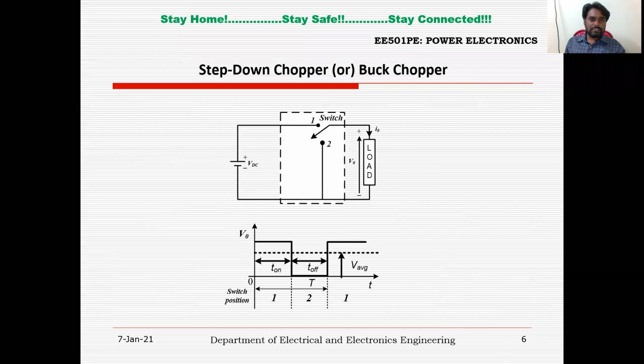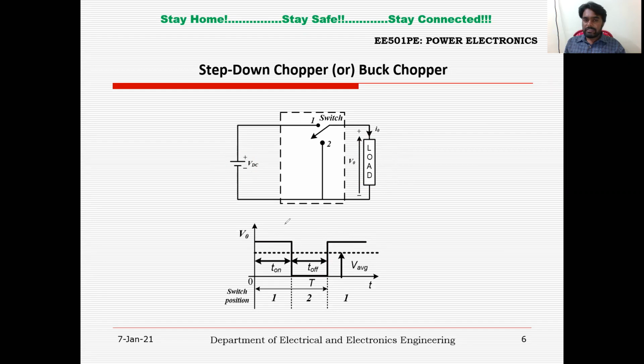First we'll see the generalized circuit here. This is the constant DC, you can see. Our motto is to get a chopped kind of voltage across the load. Across this load, we need to get this kind of voltage, sometimes the peak voltage, sometimes zero voltage. So this is our motto, right?